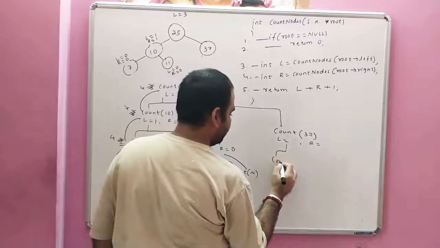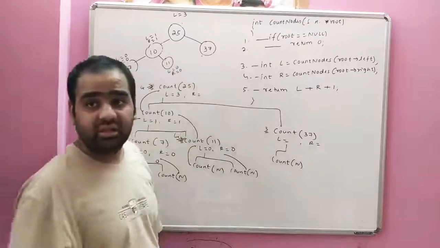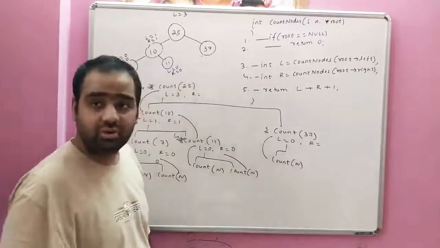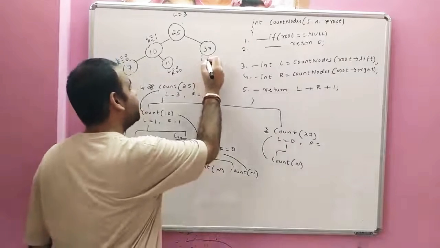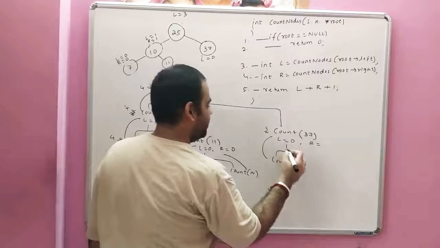You say count of 37 arrow left. It is null. Return line number is 3. Is null equal null? Yes. It returns 0. Where does it return 0? To line number 3. It means the number of nodes with respect to LHS on 37 are 0. Now you execute line number 4.